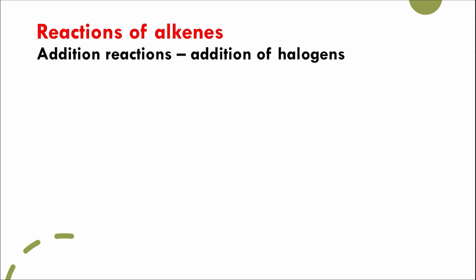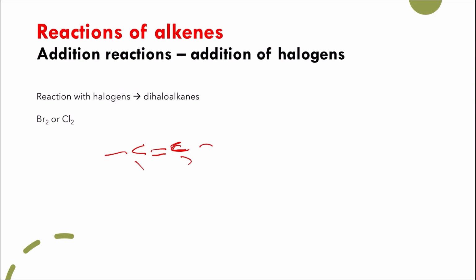Another addition reaction is the addition of halogens, and examples of halogens that can be added are bromine and chlorine. When an alkene reacts with a halogen, then two halogen atoms are added to the molecule. So you have something like this, and then if you add bromine, for example, you're going to end up with dibromoalkane. So you break the double bond, and then you add two bromines to the two carbon atoms. If it's chlorine, it's going to be dichloroalkane.